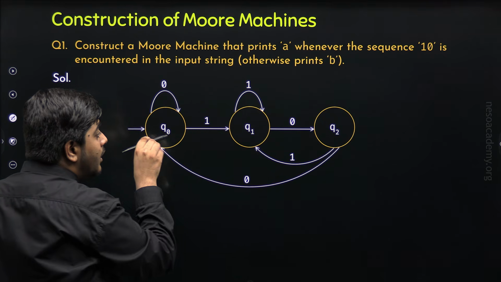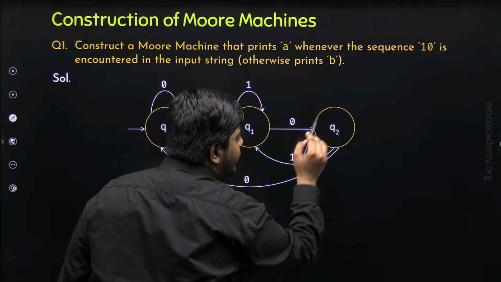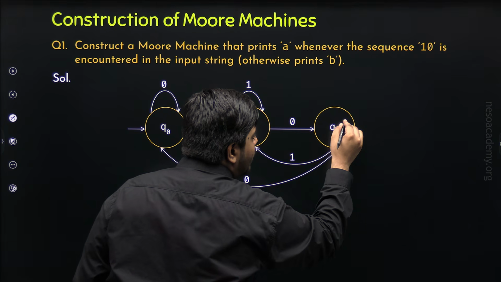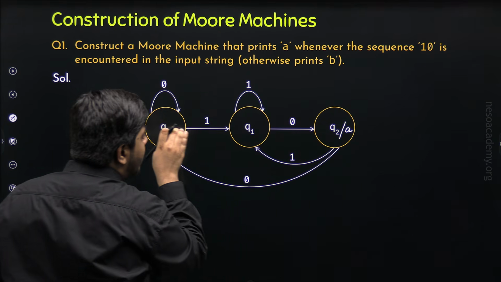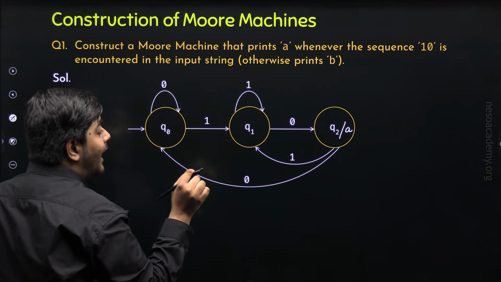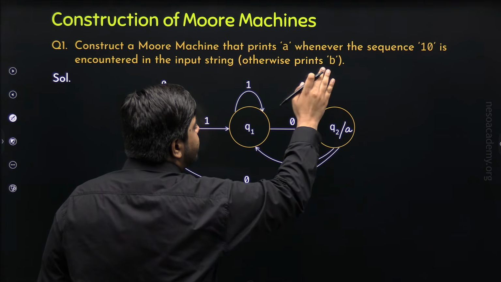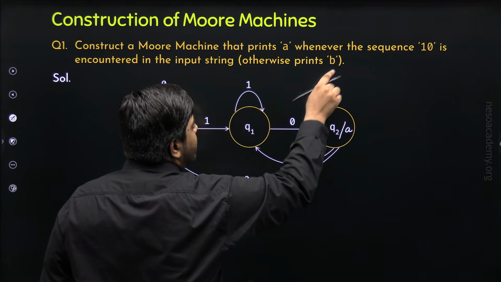That means the sequence 10 is detected after reaching the state Q2. So on the state Q2, we will write the output symbol A, because at the state Q2, we are getting the sequence 10 as per the question. And otherwise, we have to print B. That means in all the other states, the output symbol will be B.